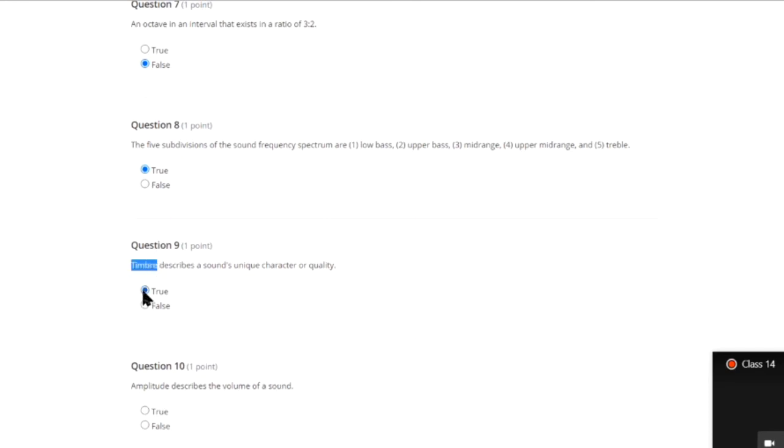Different instruments have different timbres. A bass guitar and a tuba can play the same notes, but you can tell the difference between the two due to their timbre, even while they're playing the same musical passages.